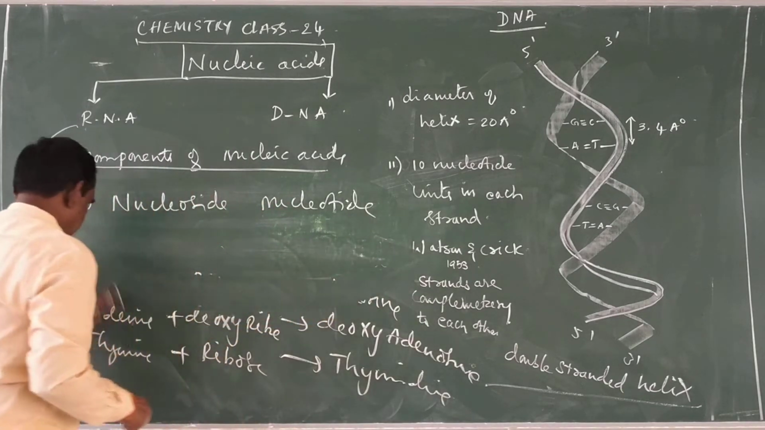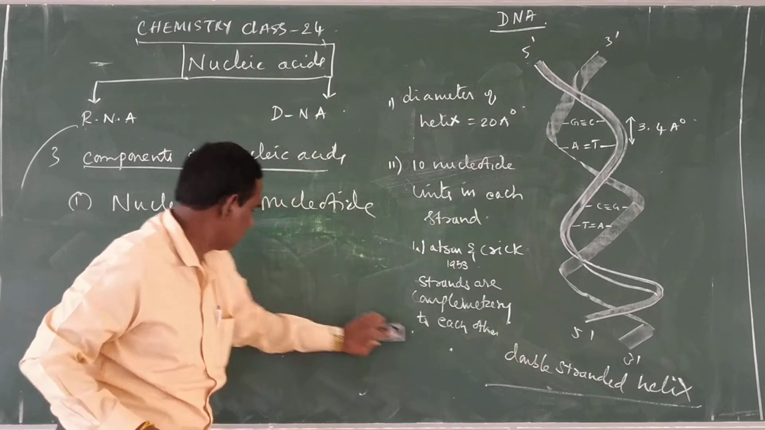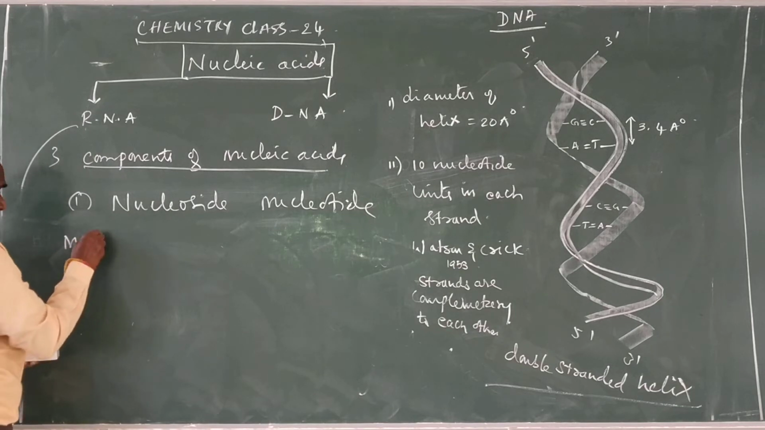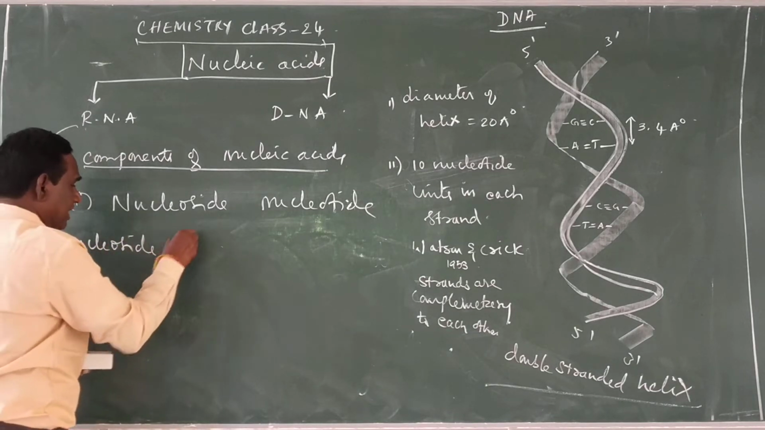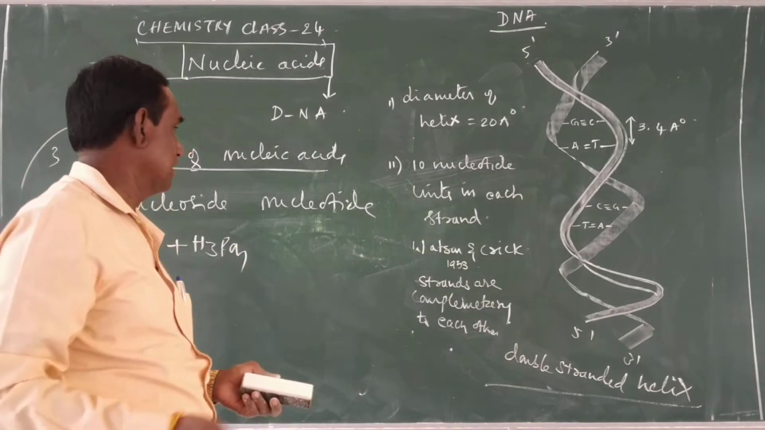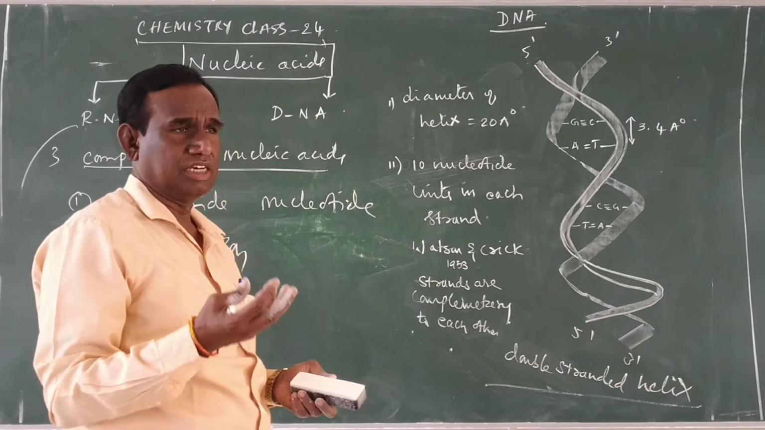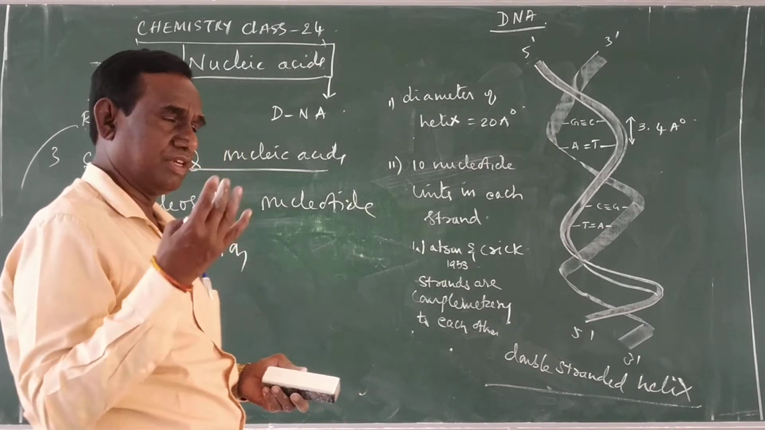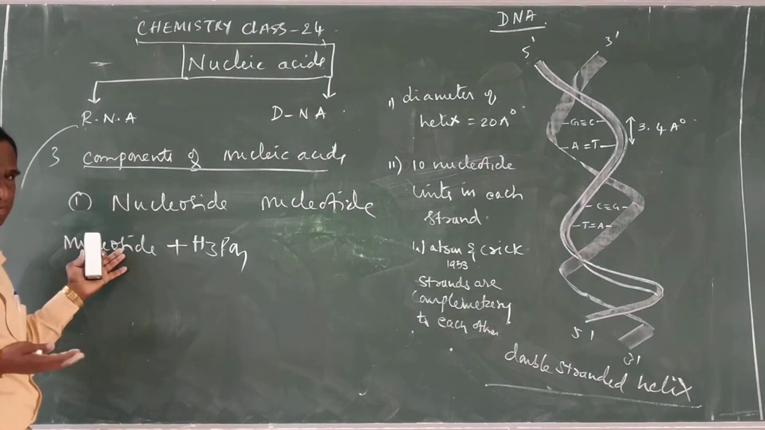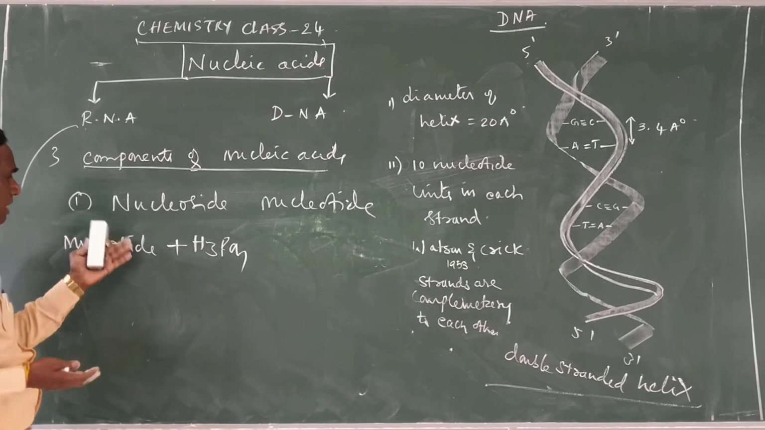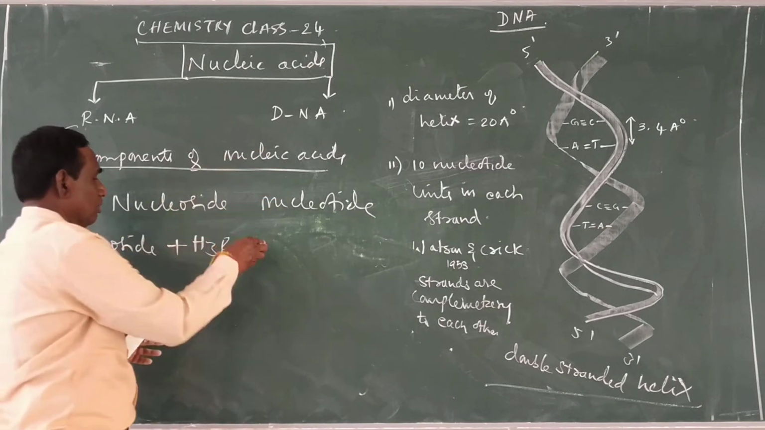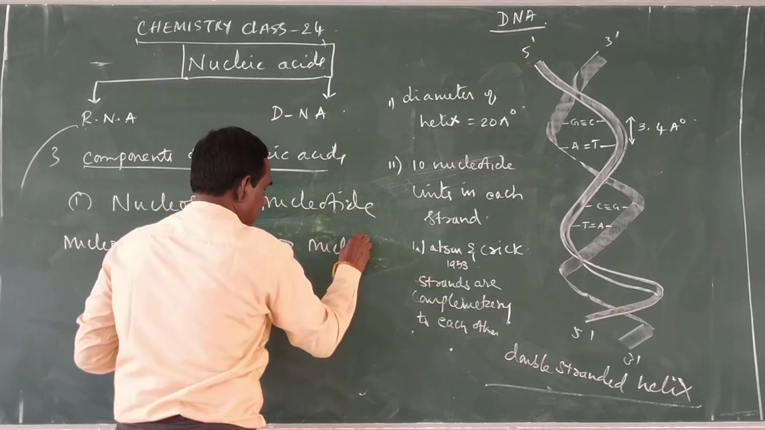A nucleotide is obtained by the addition of a nucleoside with phosphoric acid molecules. You know the three components of nucleic acid are the sugar unit, the heterocyclic base, and phosphoric acid. We have already joined the sugar unit with the heterocyclic base, which is nothing but a nucleoside. If you add a phosphoric acid molecule, H3PO4, you will get a nucleotide.